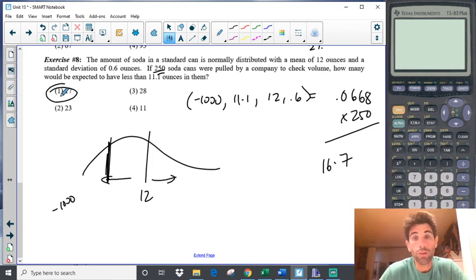Alright, so there we go. That's using your bell curve, that's using your normal CDF to find percentiles.